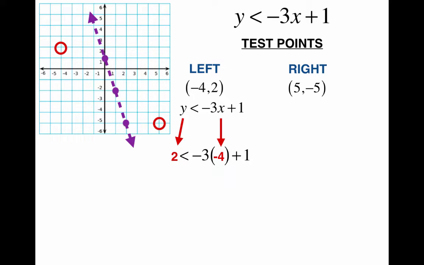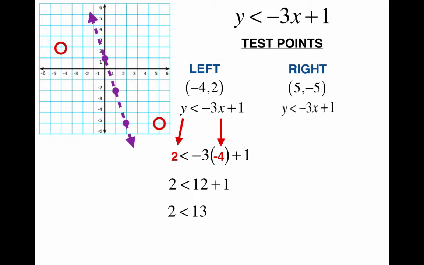Well, we can do that math. It's pretty quick math for us. A -3 times a -4 is a positive 12. So we write 2 is less than 12 plus 1. And then we do the 12 plus 1, which is 13. So we get 2 is less than 13. And that's the left-hand test.